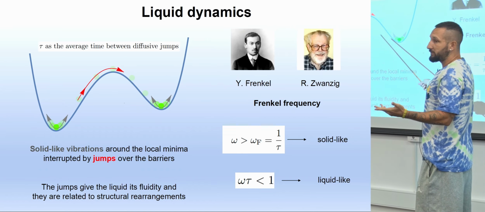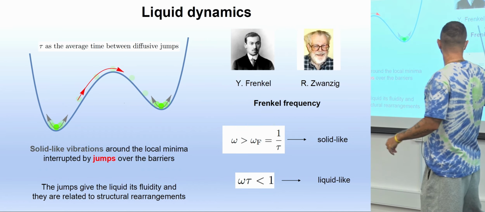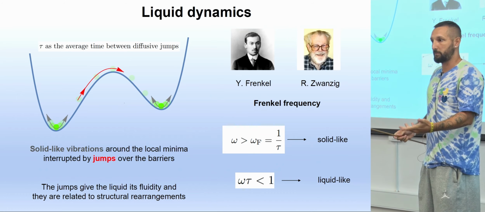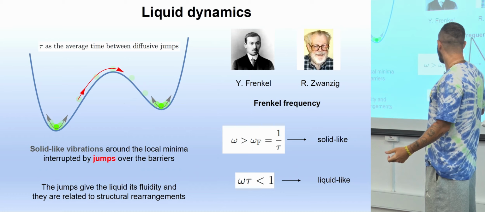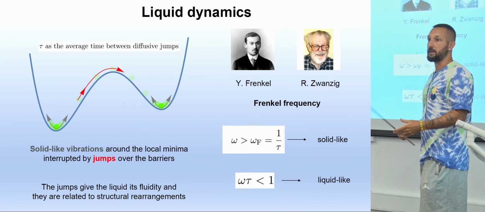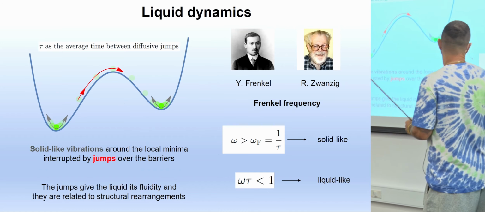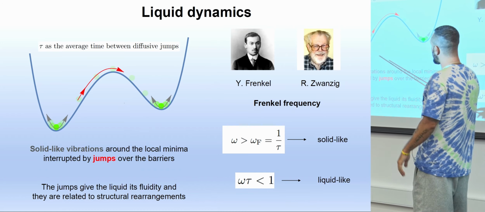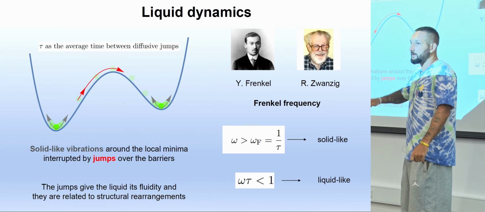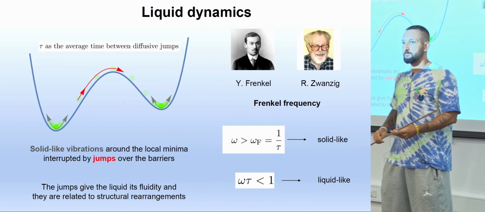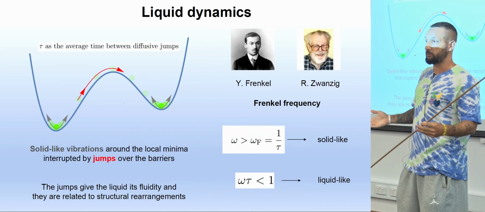Now, if you accept this picture, which, by the way, was introduced by Frenkel and Zwanzig, you can immediately see that there is a scale here playing a big role, which is what is called the Frenkel frequency, which is the inverse of that time. So now, if you're looking at frequencies which are much larger than that, it means you're looking at very short time scales. These things didn't have time to jump. So it's conceivable that it's behaving alike, or at least very similar to a solid.